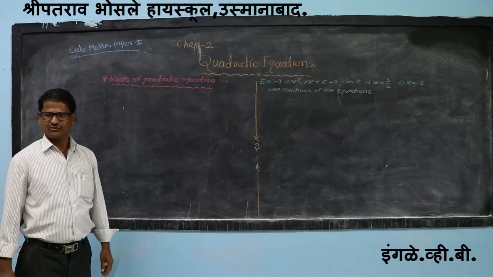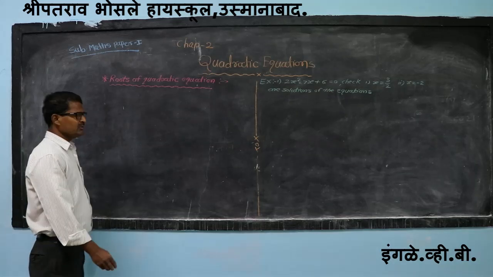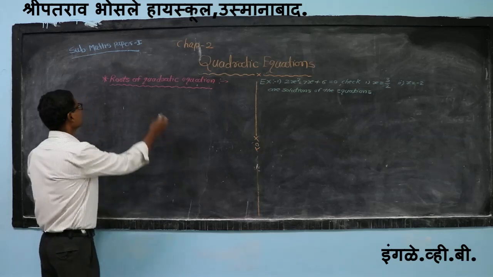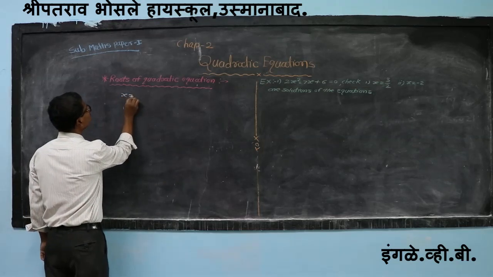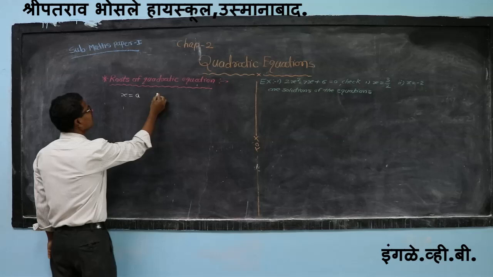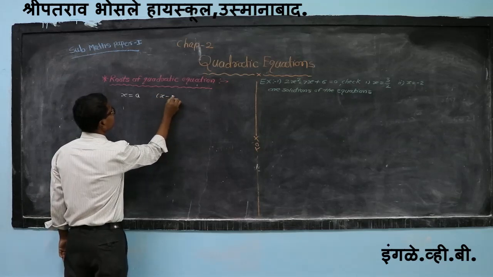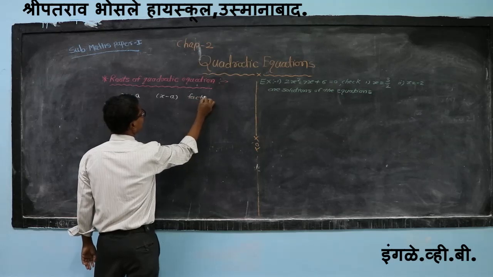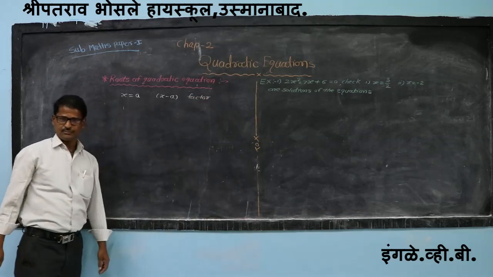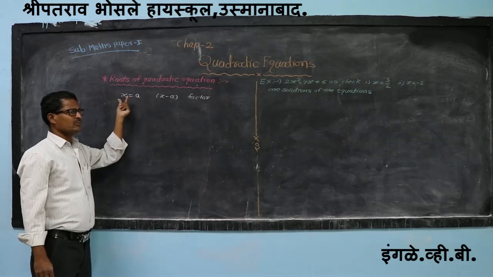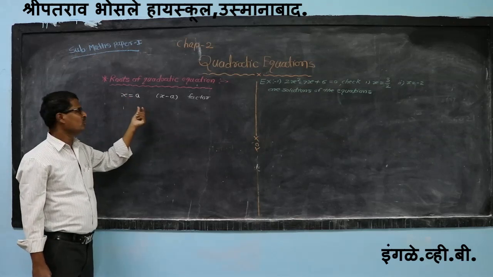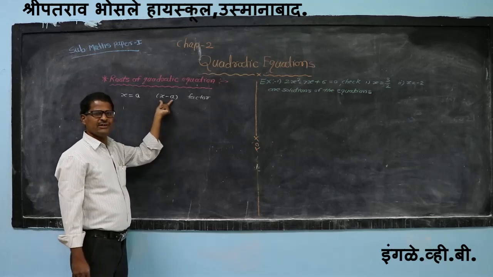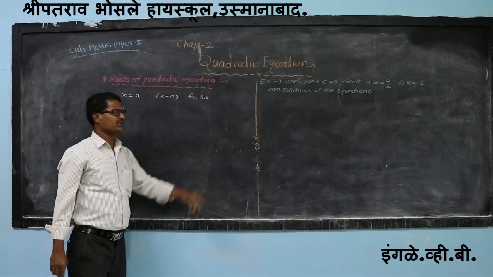In 9th class, we saw that if the value of the polynomial is 0 for x equal to a, then x minus a is a factor of that polynomial. If the value of the polynomial is 0 for x equal to a, then x minus a is the factor of that polynomial.